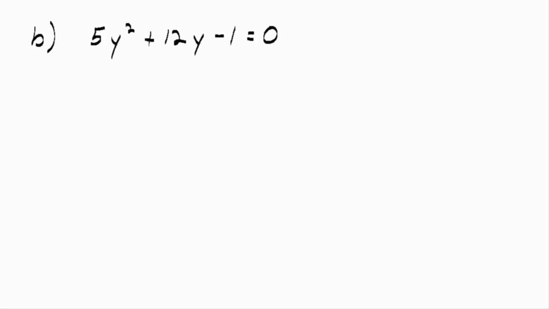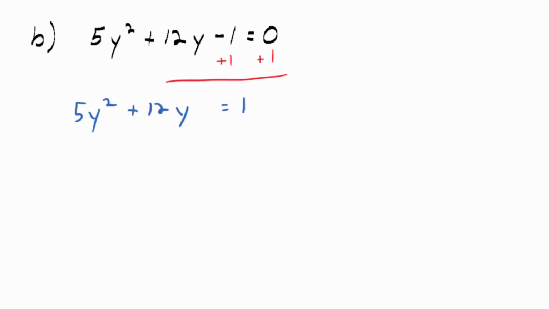Part B, we're going to solve 5y squared plus 12y minus 1 equals 0 by completing the square. Okay, do you remember what the first step was in that recipe I gave you? Isolate the constant. So what could I do to isolate the constant? Could add 1 to both sides, right? So I get 5y squared plus 12y equals 1.